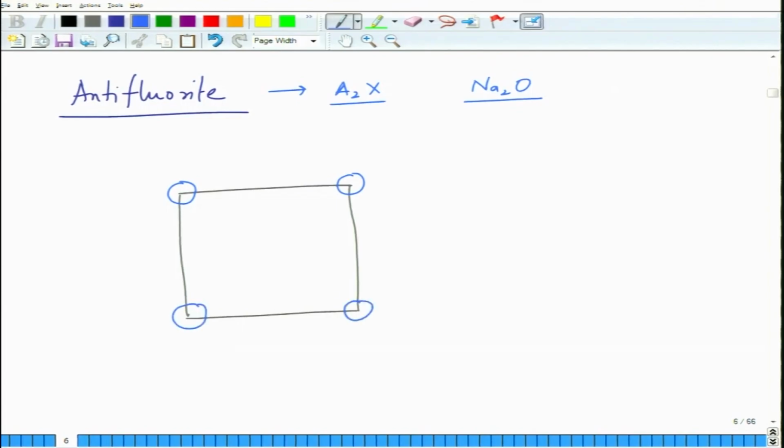this will be the anion X. So, this is at 0 1, this is at half, 0 1, half, half, half, 0 1, sorry, 0 1, 0 1, 0 1 and half. So, these are all X atoms. The A atoms go in these positions.